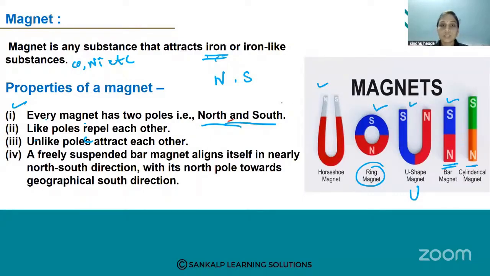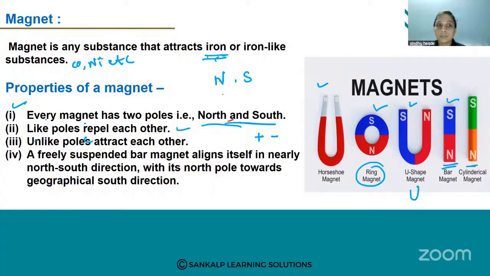Okay, that is the first property. Every magnet has two poles. Those two poles are north and south poles. This is the first property of a magnet. Let us move to the second one. We already learned this concept in electricity, right? We know that like charges repel and unlike charges attract each other. Like that, here also we consider two poles, north and south pole.